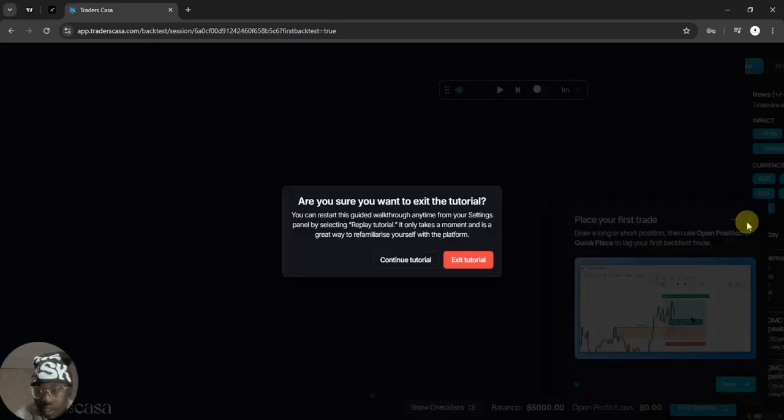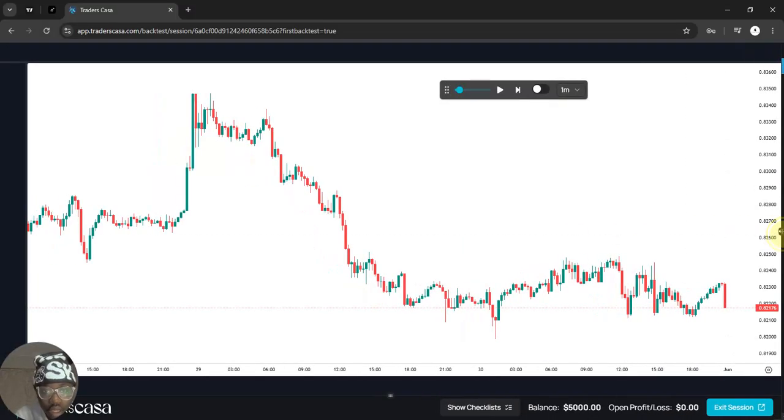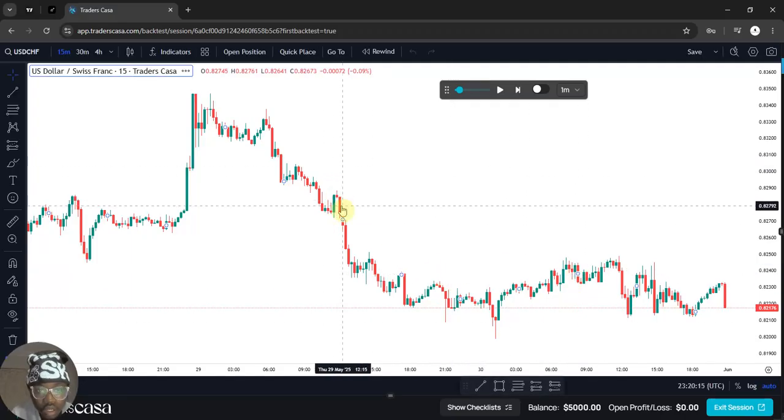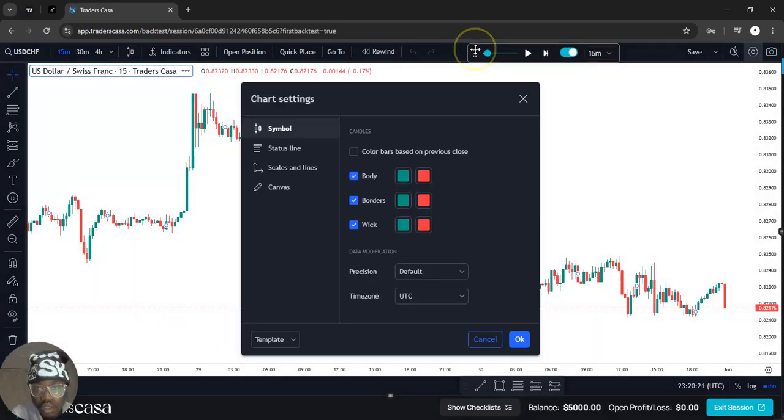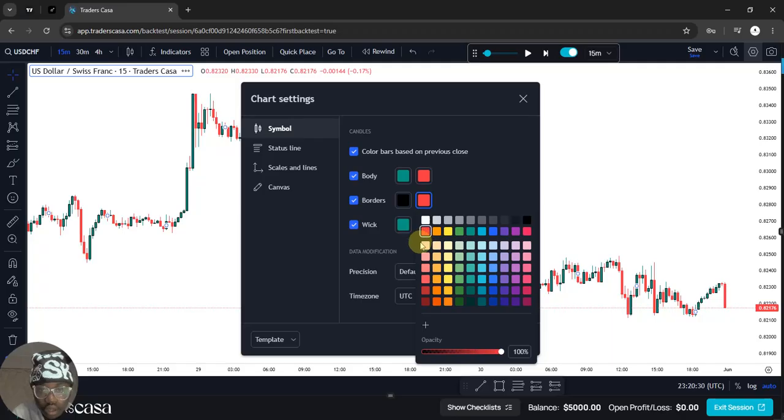Let us backtest and see what we get here. I need to change these colors, by the way. The network is kind of off, because I need to change this. Let me put this here.